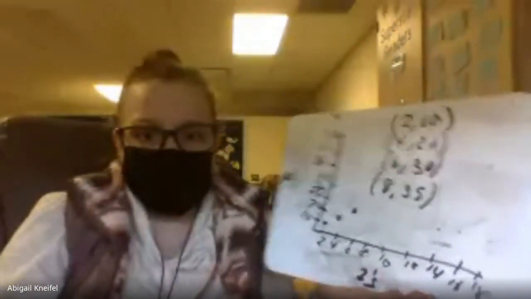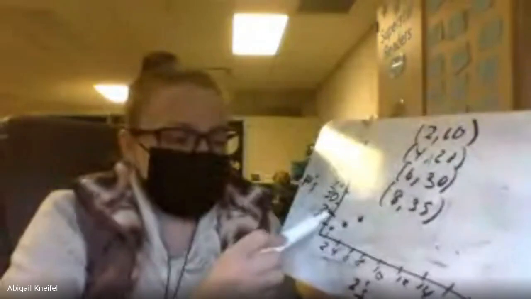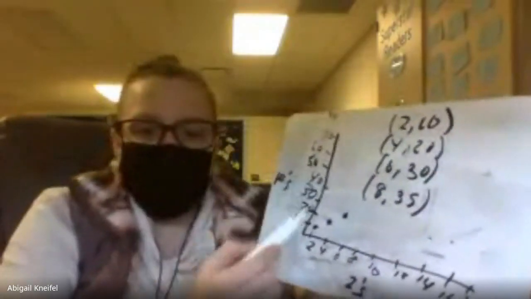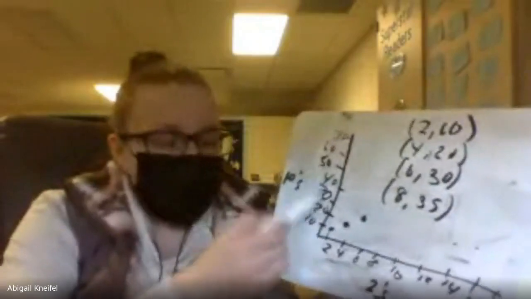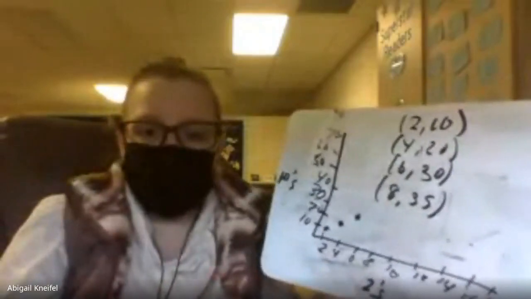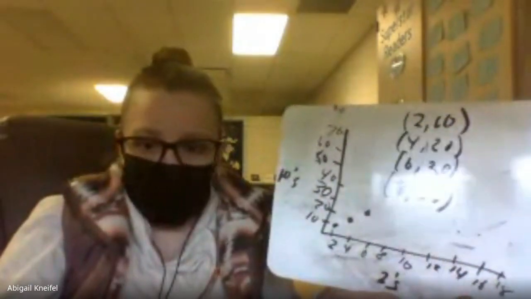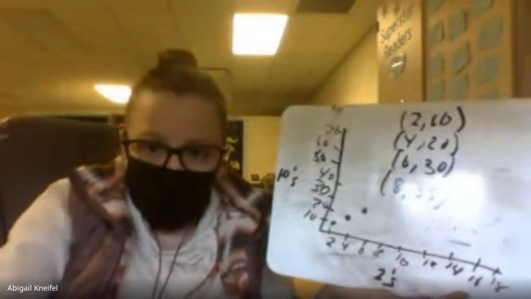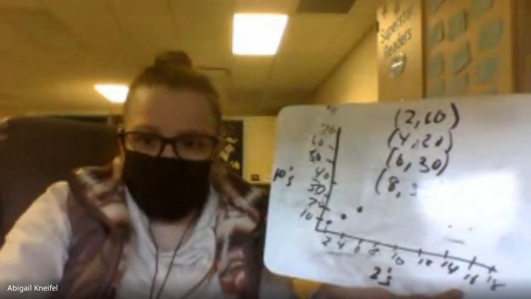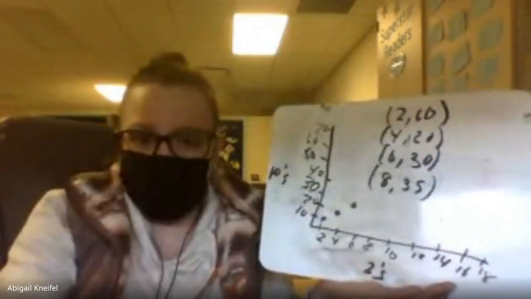Where would 35 be graphed? We were doing really good because, oh, we have a 10, we have a 20, we have a 30, but now we have 35. And 35 is not on our graph. So how do I know where to put 35? Isabella H. How do I know where to put 35? In the middle of 30 and 40.